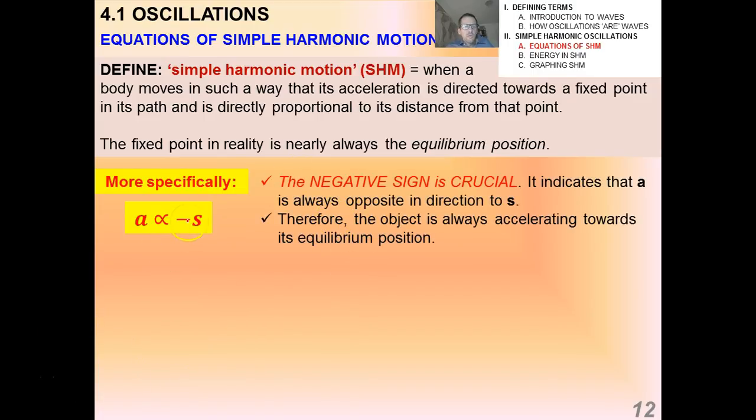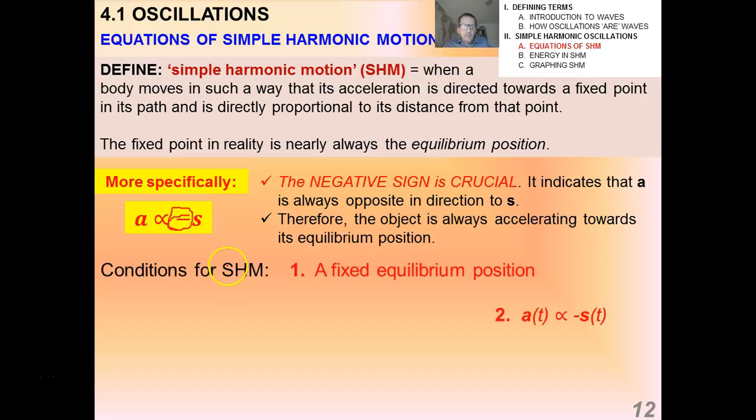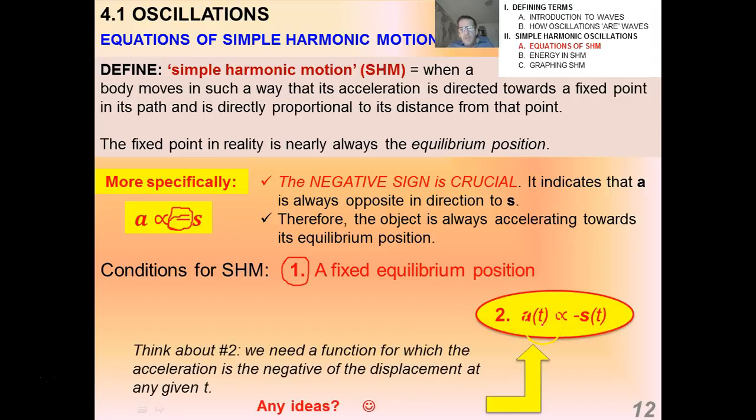The negative sign here is crucial because it indicates that the acceleration is always in the opposite direction to the displacement, okay? And that's exactly what brings the object back to its equilibrium position such that it can overshoot it, go to the other side, come back, and keep overshooting it and being pulled back. Therefore, the object is always accelerating towards its equilibrium position. I'll show you examples of this both in this video and in class, okay? So again, conditions for simple harmonic motion. Number one, you need to have a fixed equilibrium position. And number two, the acceleration is always proportional to the negative displacement.